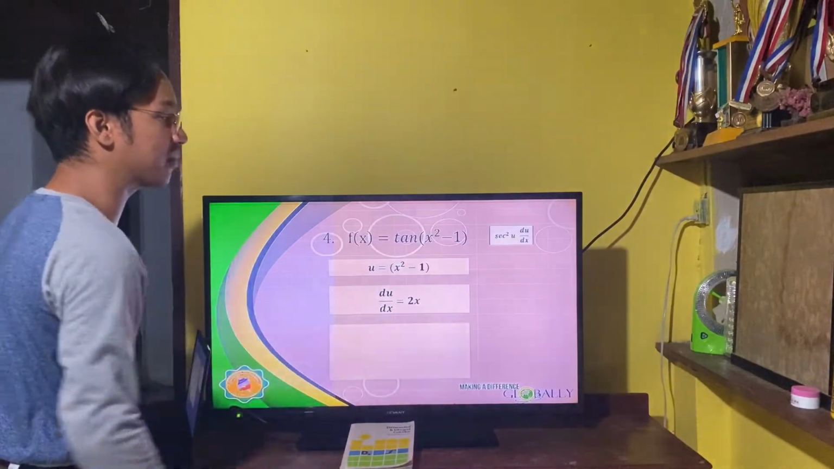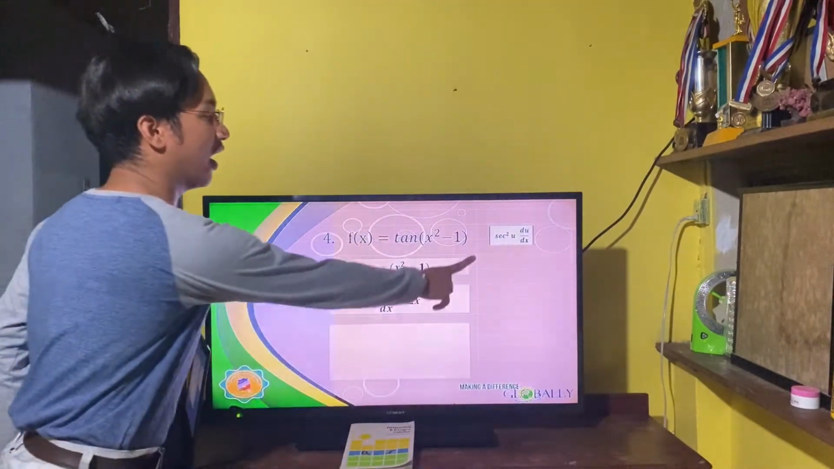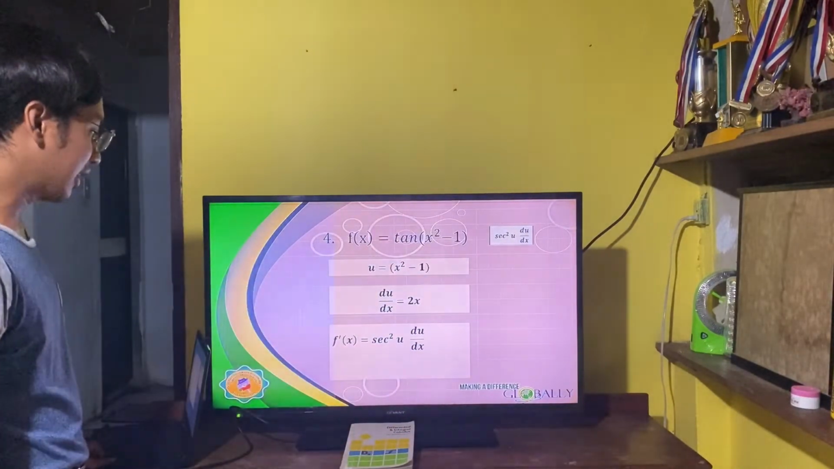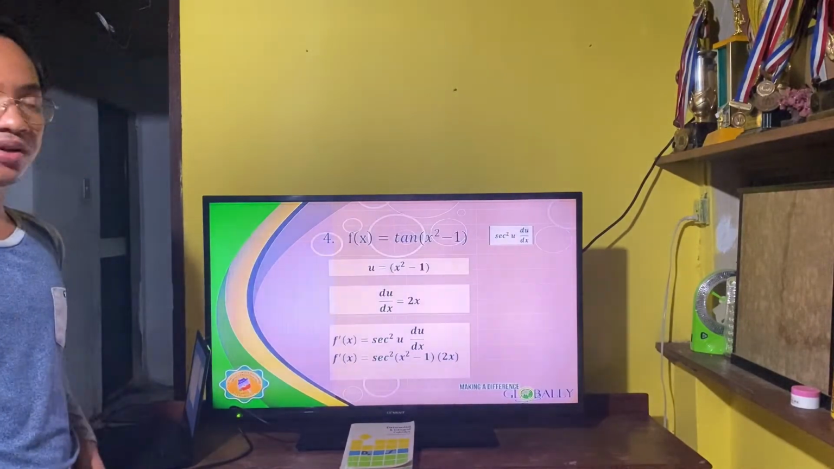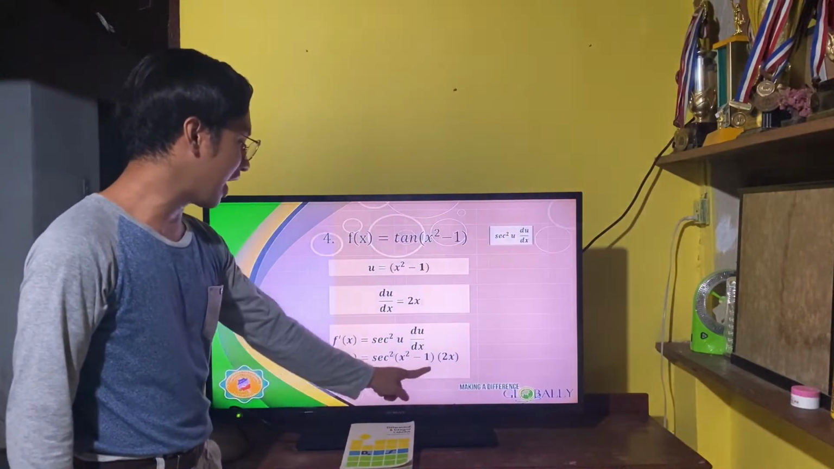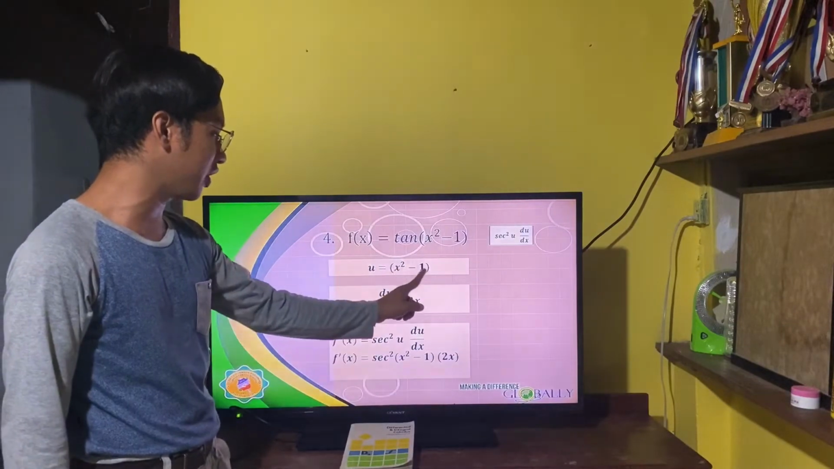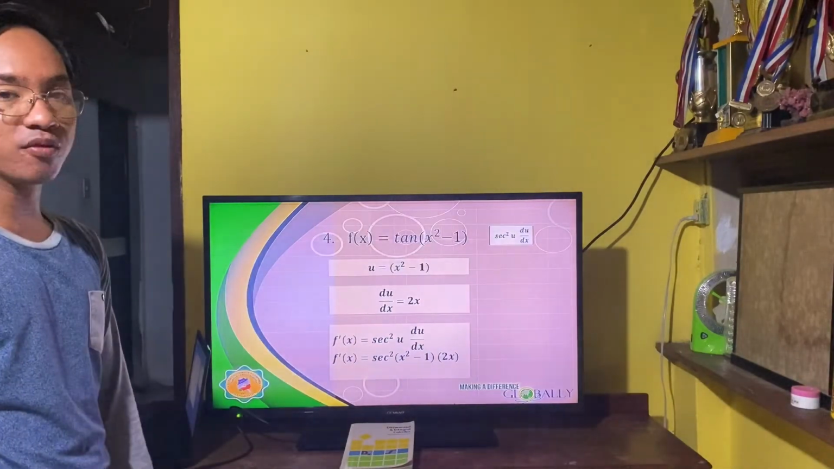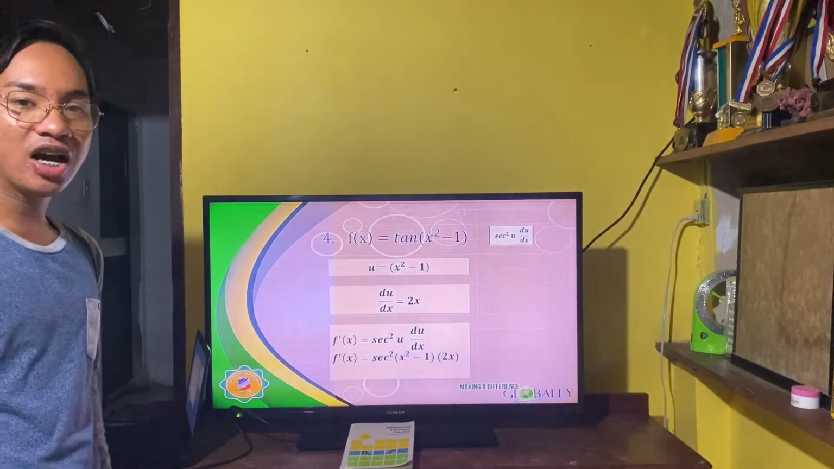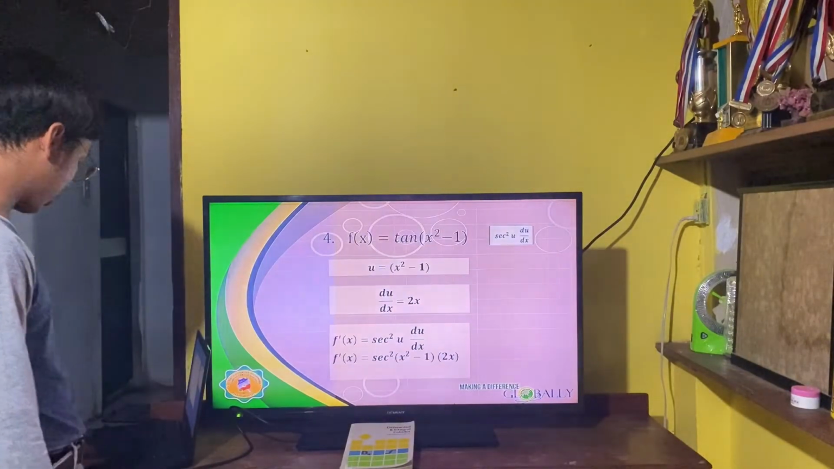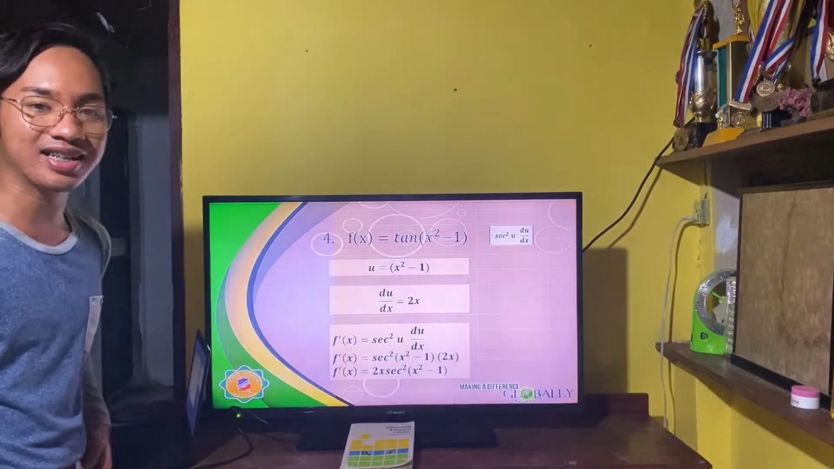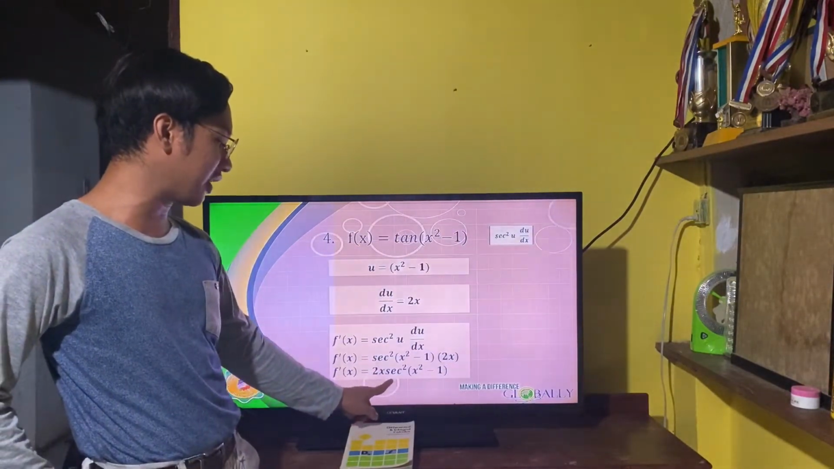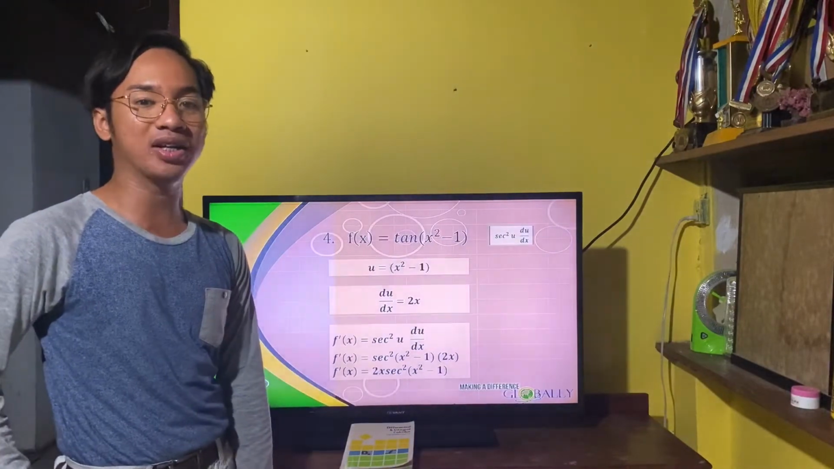So we are now ready to substitute the value using the formula secant squared u du over dx. That's why f prime of x now is equal to secant squared times the quantity u, which is x squared minus 1, times the derivative of u, which is equal to 2x. That's why f prime of x now is equal to secant squared quantity x squared minus 1 times 2x. And now we are going to rewrite it in standard form. Therefore, f prime of x now is equal to 2x secant squared quantity x squared minus 1.